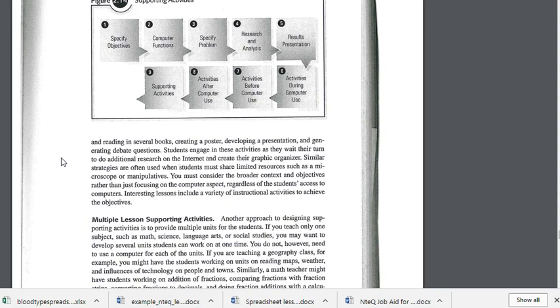Similar strategies are often used when students must share limited resources such as a microscope or manipulatives if you're in a math class. You might consider the broader context and objectives rather than just focusing on the computer aspect, regardless of the student's access to the computers. Interesting lessons include a variety of instructional activities to achieve those objectives.